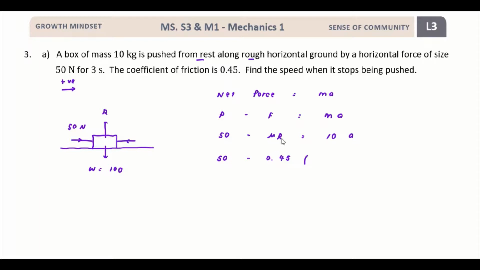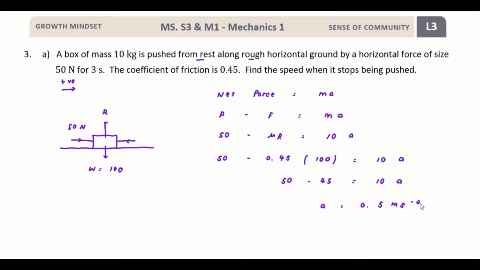So that's why the R here is exactly the same as our weight, so 100, okay, then equal to 10A. So from here, we can get 50 minus 45 is equal to 10A. So that's why the acceleration here is 0.5 meter per second squared.